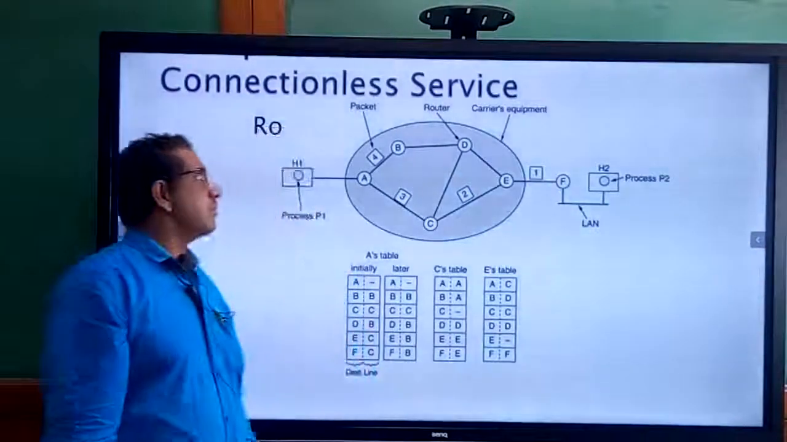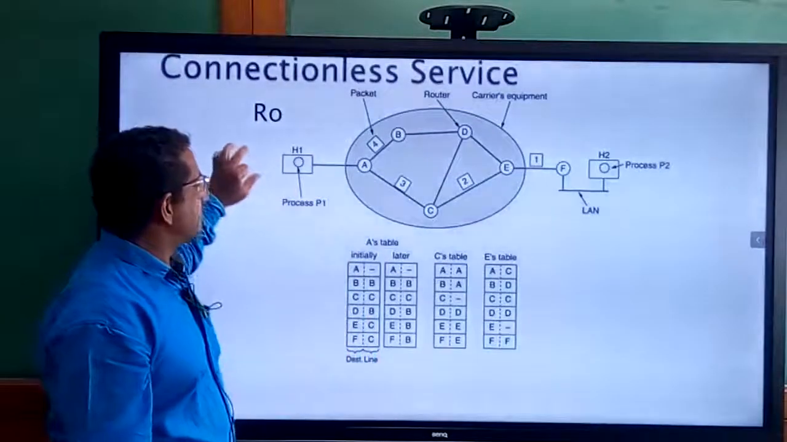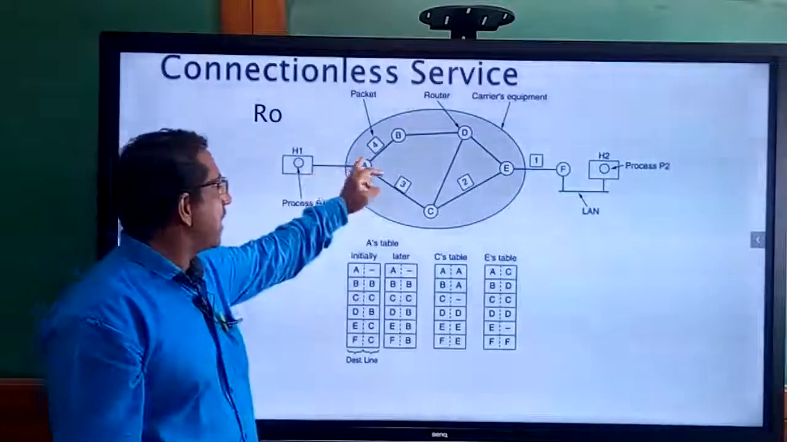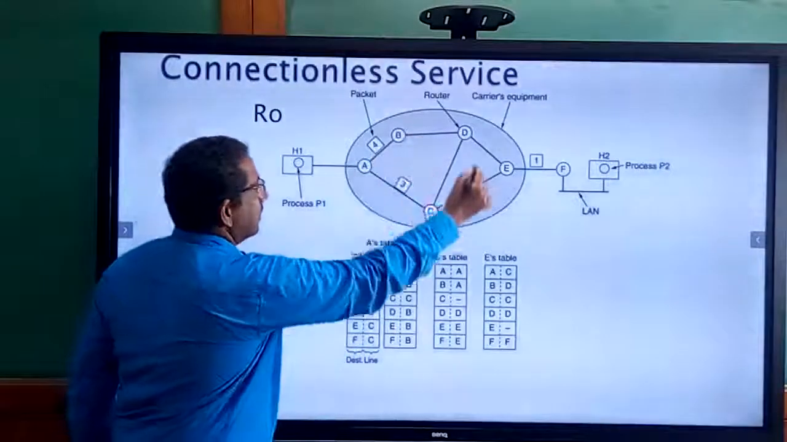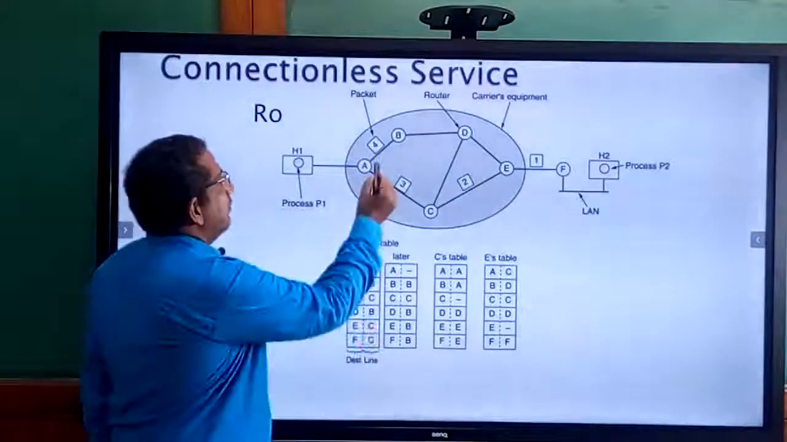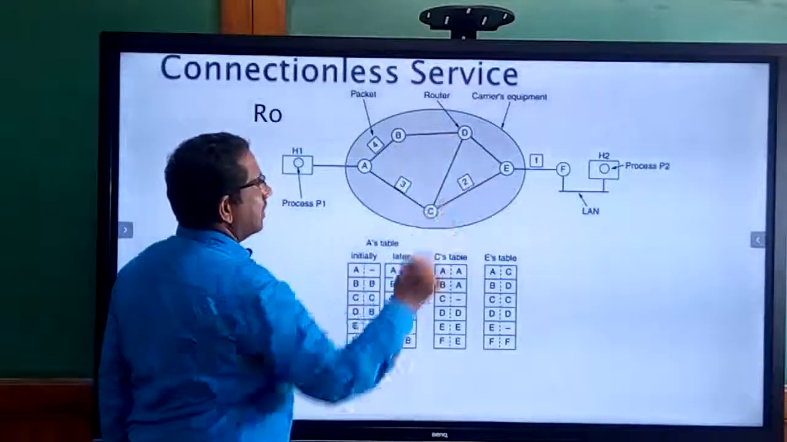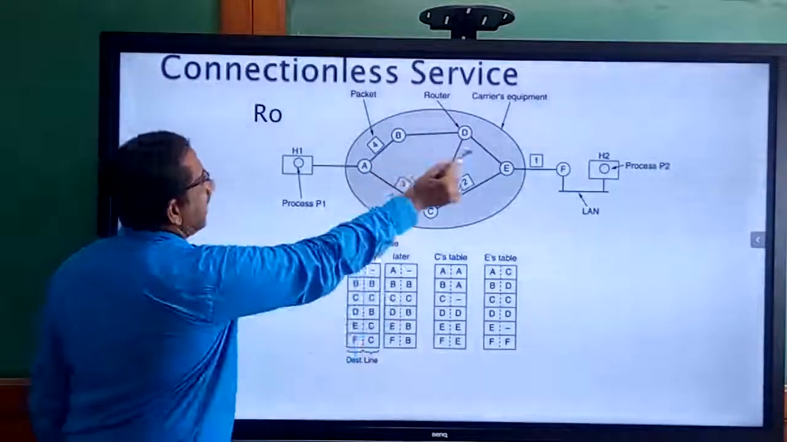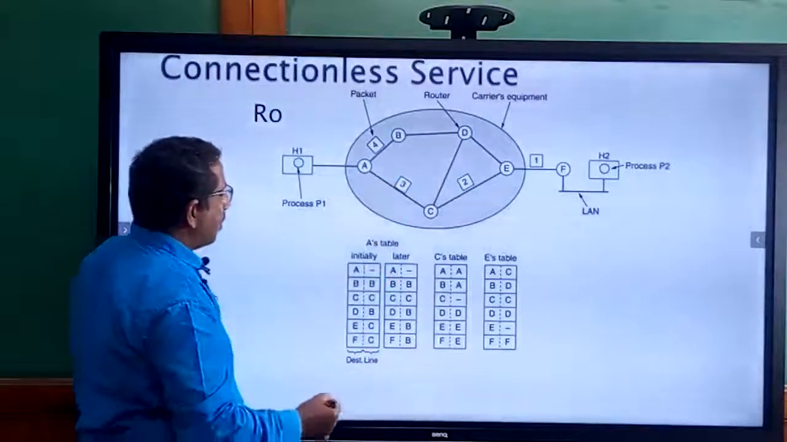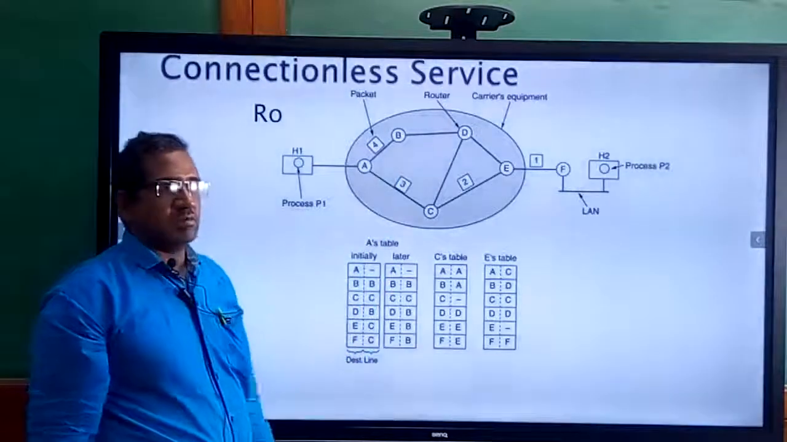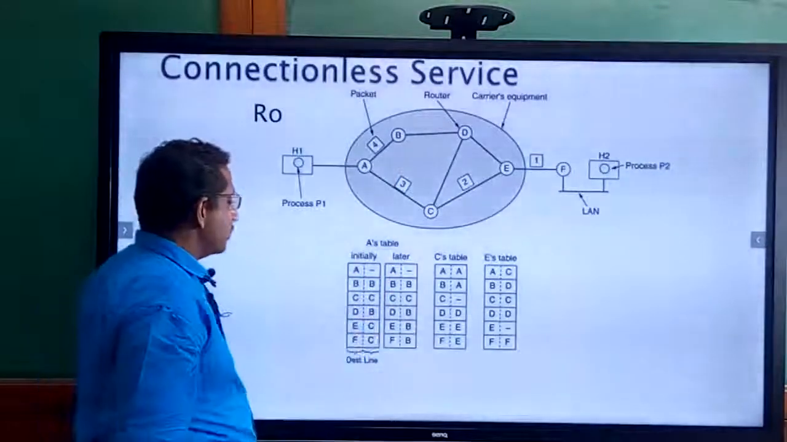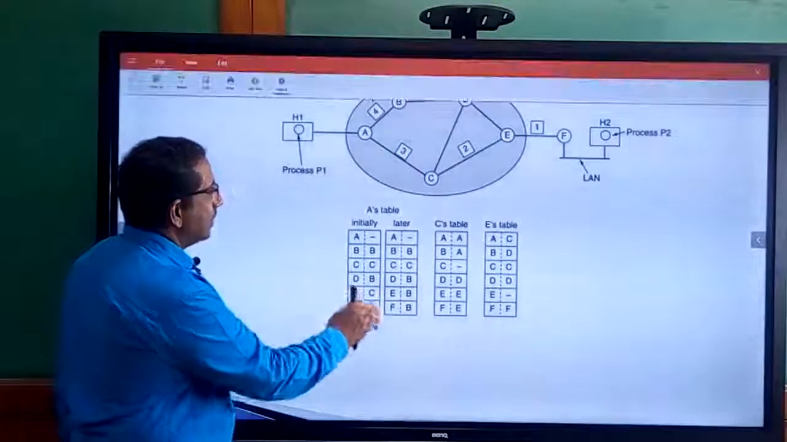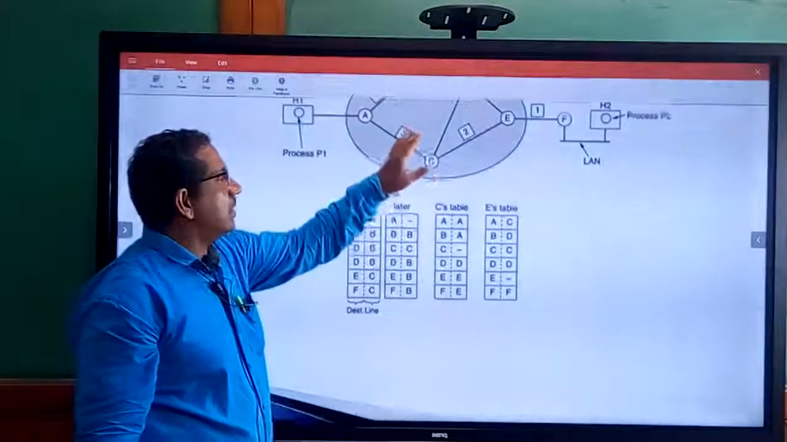In the last sessions, we completed the connection oriented service and connectionless service. In connectionless service, every packet is routed in a different path. The router writes down the path that the packet needs to undergo, and based on the path that the router decides, it prepares the routing table. We discussed how we prepare this routing table based on the destination router and the line that is used for a packet to get transferred.